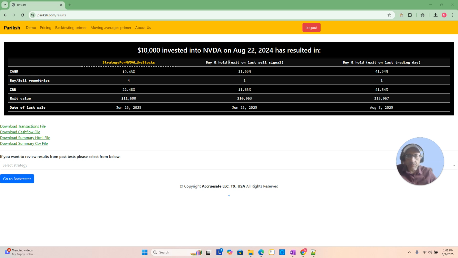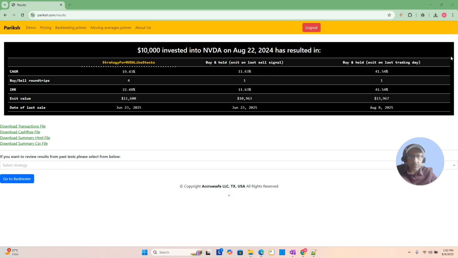Now the second column is the buy and hold strategy, which is popular among many investors. They buy the stock at an opportune time and then hold on to it for a long time. If you did that, there is just one transaction, right? You bought it on the first buy signal, which is 22nd August 2024, and held on to it till the last sell signal, which is June 23rd. You'd have made a return of 11.63%.